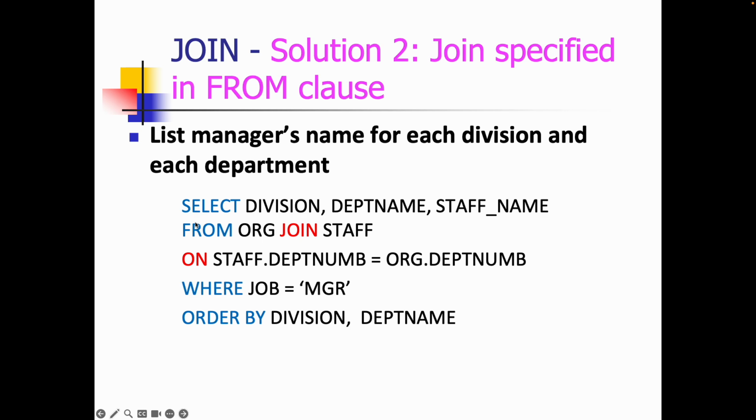So before you were writing from organization, comma, staff; now you write organization join staff, and then you have to use the keyword ON specifying which column. Is it a foreign key? Most of the time, yes. Then you use, for example, linking the two tables based on the foreign key. If you have more conditions, like because you want to find it only for the job type manager, you add the condition where job is manager. And as usual, if you want to sort the results based on a specific column or columns, you use order by at the end.